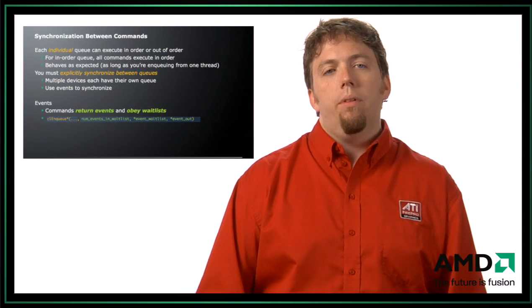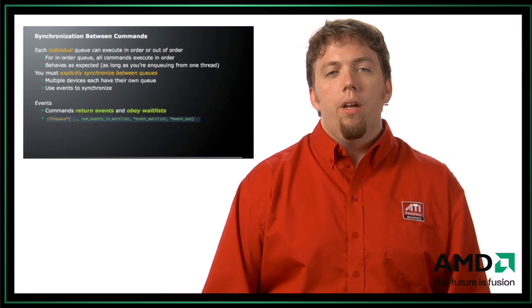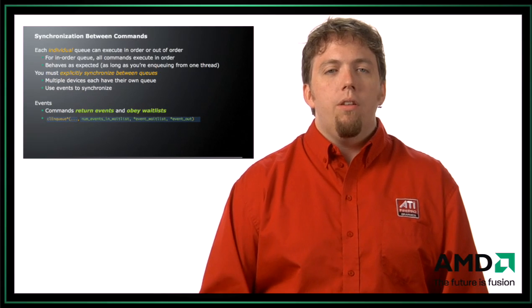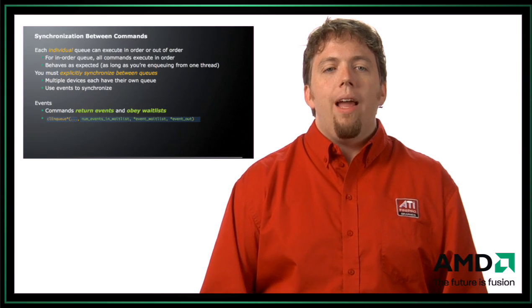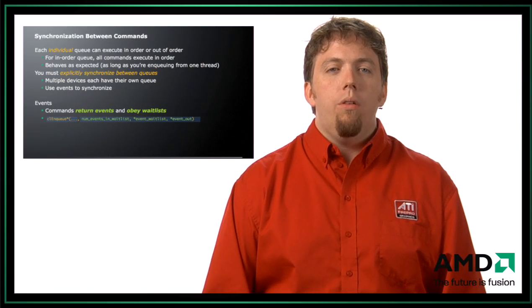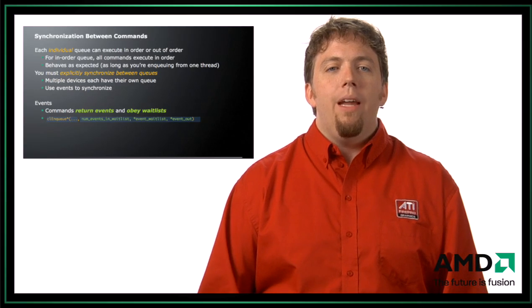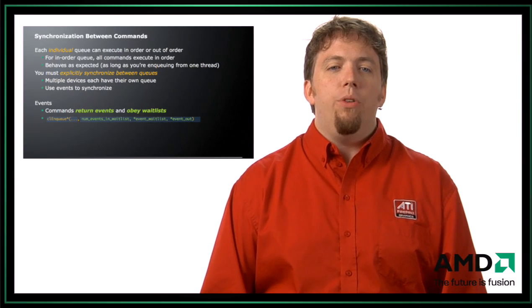So let's say you have multiple devices. Let's say you have an OpenCL device that you're using on the AMD CPUs, and you have another OpenCL device that you're using on ATI GPUs. You're going to have two different queues, one queue for each of those devices, and you have to use explicit synchronization between those queues.